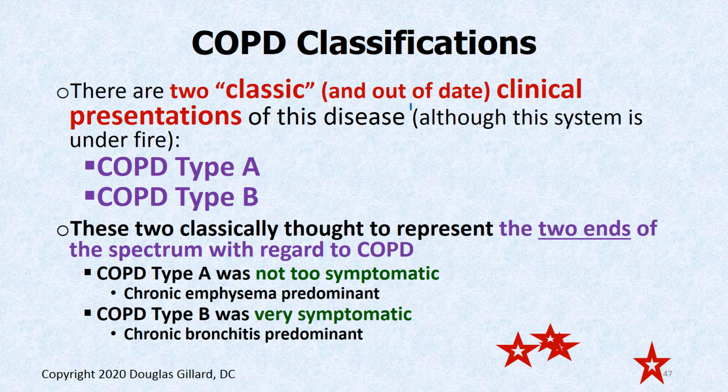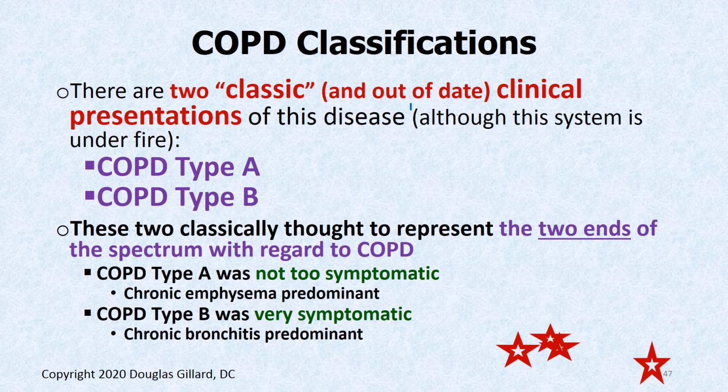Now, I hate to do these, but I keep hearing these are on boards. Hear rumors anyway that these are on boards. So we've got to do these, the old pink puffer and blue bloater. The two classic clinical presentations were type A COPD and type B COPD. I don't think medical students or physical therapy students use these anymore. Again, check your board books, but Robbins still talks about them. And that's our board book.